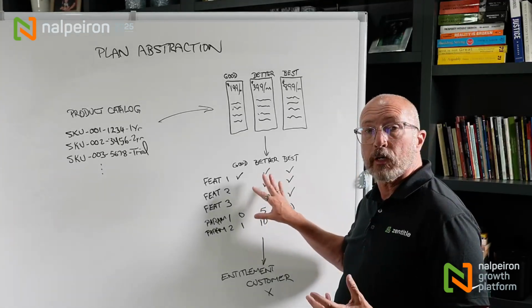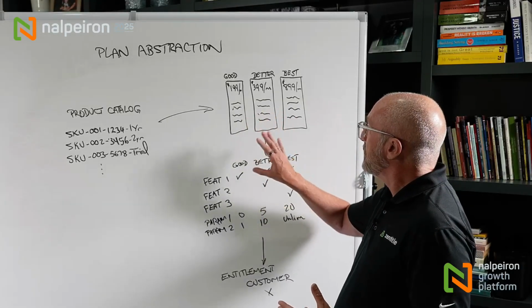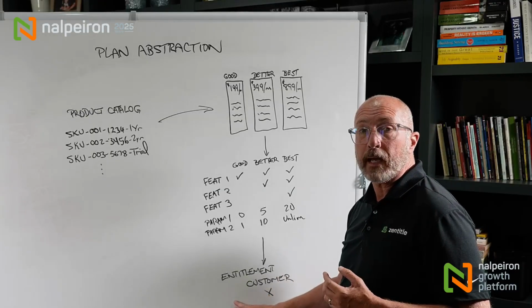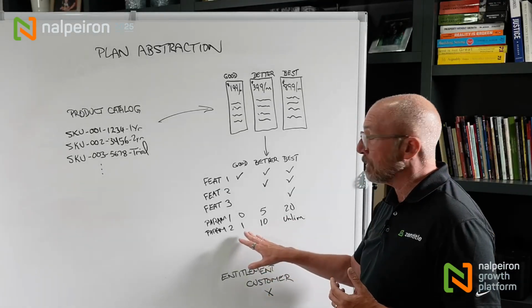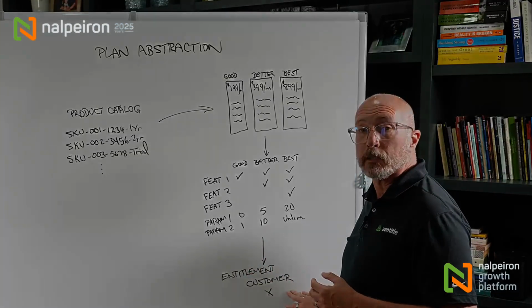So once you fulfill an order, so a customer buys a license for one of these editions, that can then generate a specific entitlement for that customer with those rights enabled or those parameters specified. Of course, you can always override those as well.